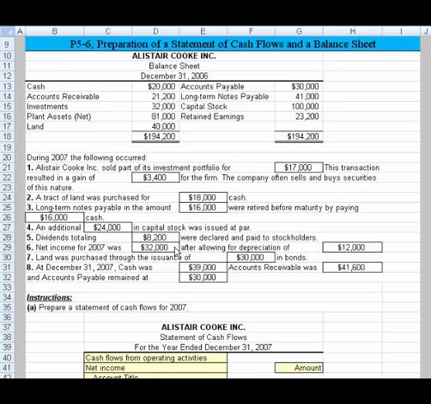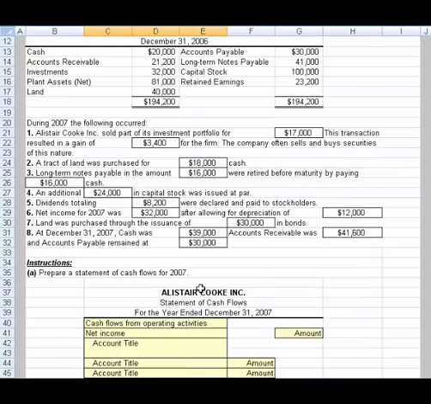They also tell us the net income in number 6, and they tell us the amount of depreciation, $12,000. They tell us that land was purchased through the issuance of bonds. And at December 31st, they give us the cash balance, the AR balance, and accounts payable, which looks like AP remain the same. Okay, so to prepare a statement of cash flow, we've got a little information to get us started.